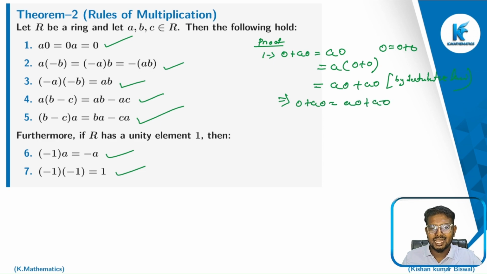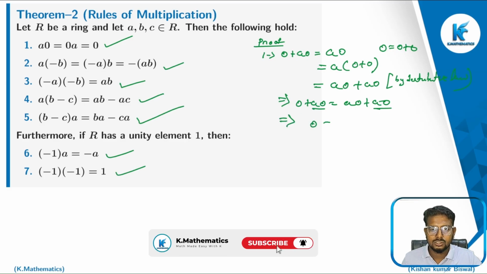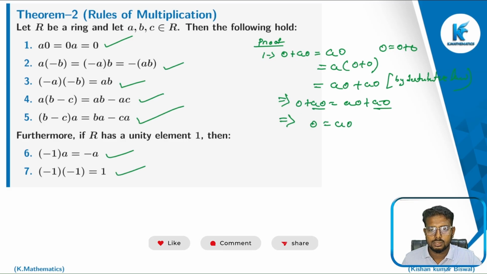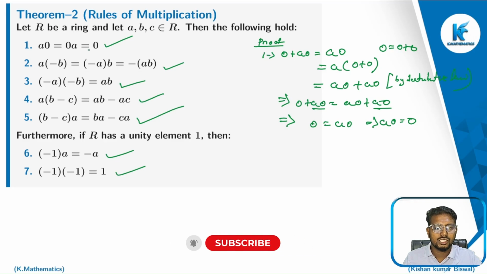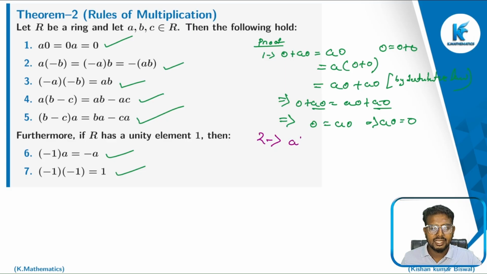So here we get 0 plus a into 0 equal to a into 0 plus a into 0. So by right cancellation law ये दोनों जो है cancel out हो जाएंगे. So that implies 0 equal to a0. That implies a into 0 equal to 0. Similarly, you can prove 0 into a equal to 0.